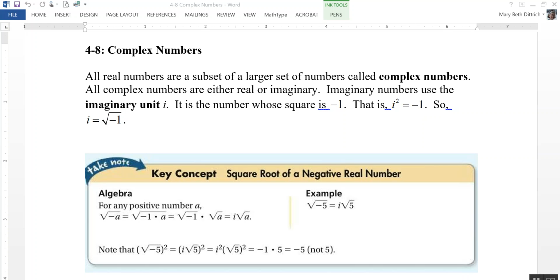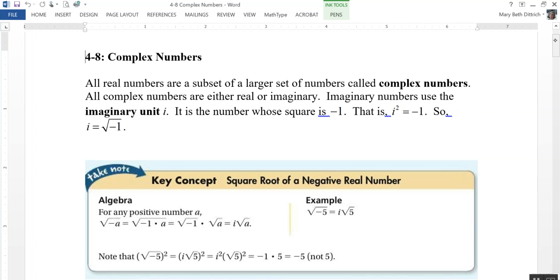This is how we're going to deal with taking the square root of a negative number. So just to summarize, for any positive number a, if we're taking the square root of -a, we're going to rewrite that as the square root of -1 times a, which is the square root of -1, which is i, times the square root of a, so we would get i times the square root of a. Here's an example using -5. Notice that when you square a negative square root, the square root of -5 squared is i times the square root of 5 squared. i squared is -1, the square root of 5 squared is 5, so that's equal to -5.